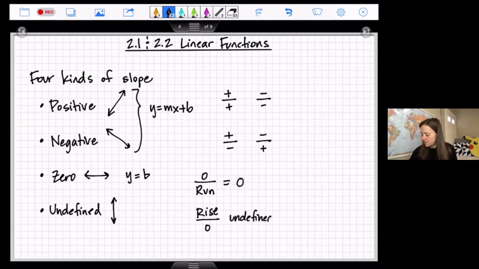And sometimes we use the letters DNE. Undefined and DNE, those are going to mean the same thing. This line just doesn't have a slope. It does not exist. There is no such thing as slope for this line. And these lines are going to have the equation x equals a number. We'll say x equals a, and that a is going to be the x-intercept. Every single point on that line is going to have the same x coordinate, x equals 10, x equals -5, something like that. That's going to be your vertical line.